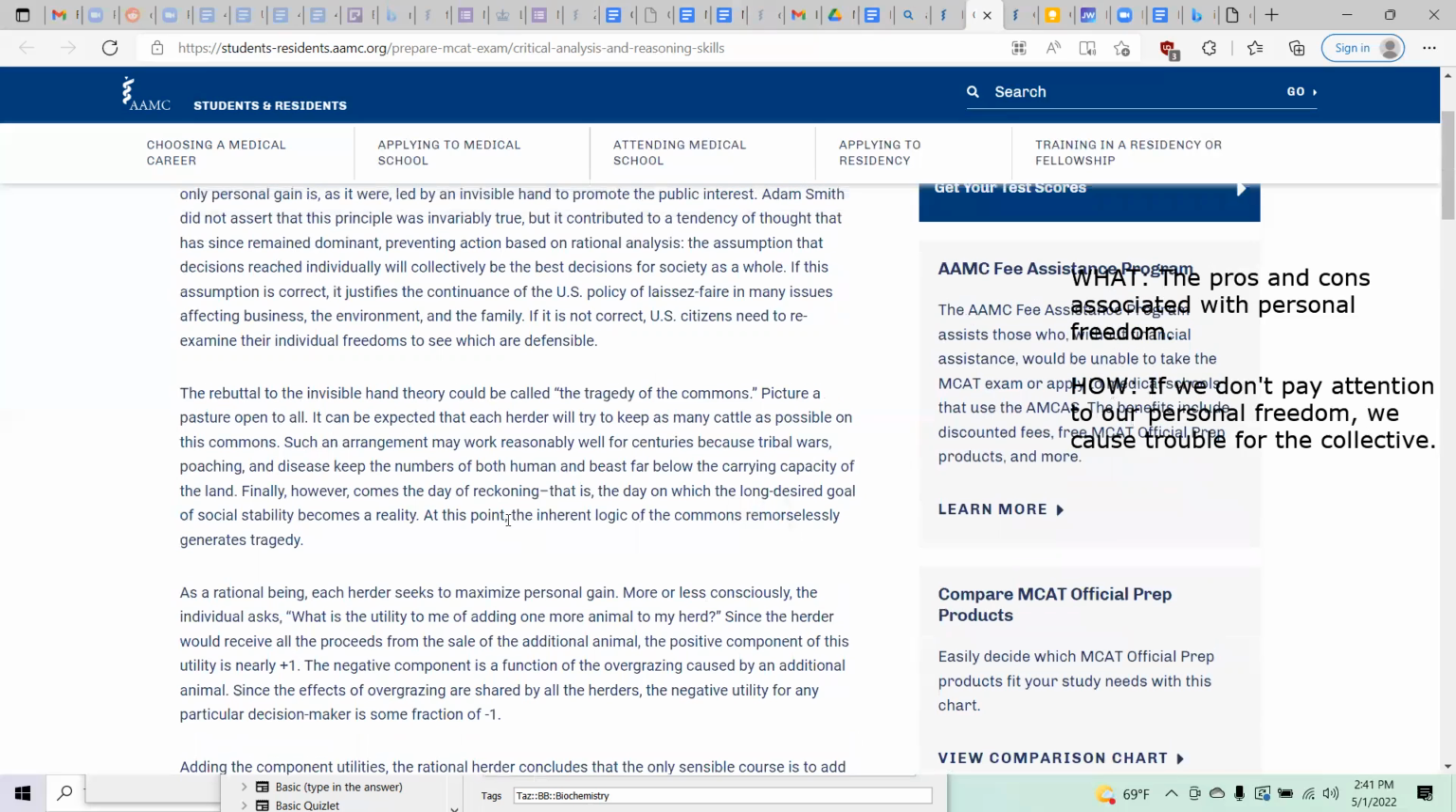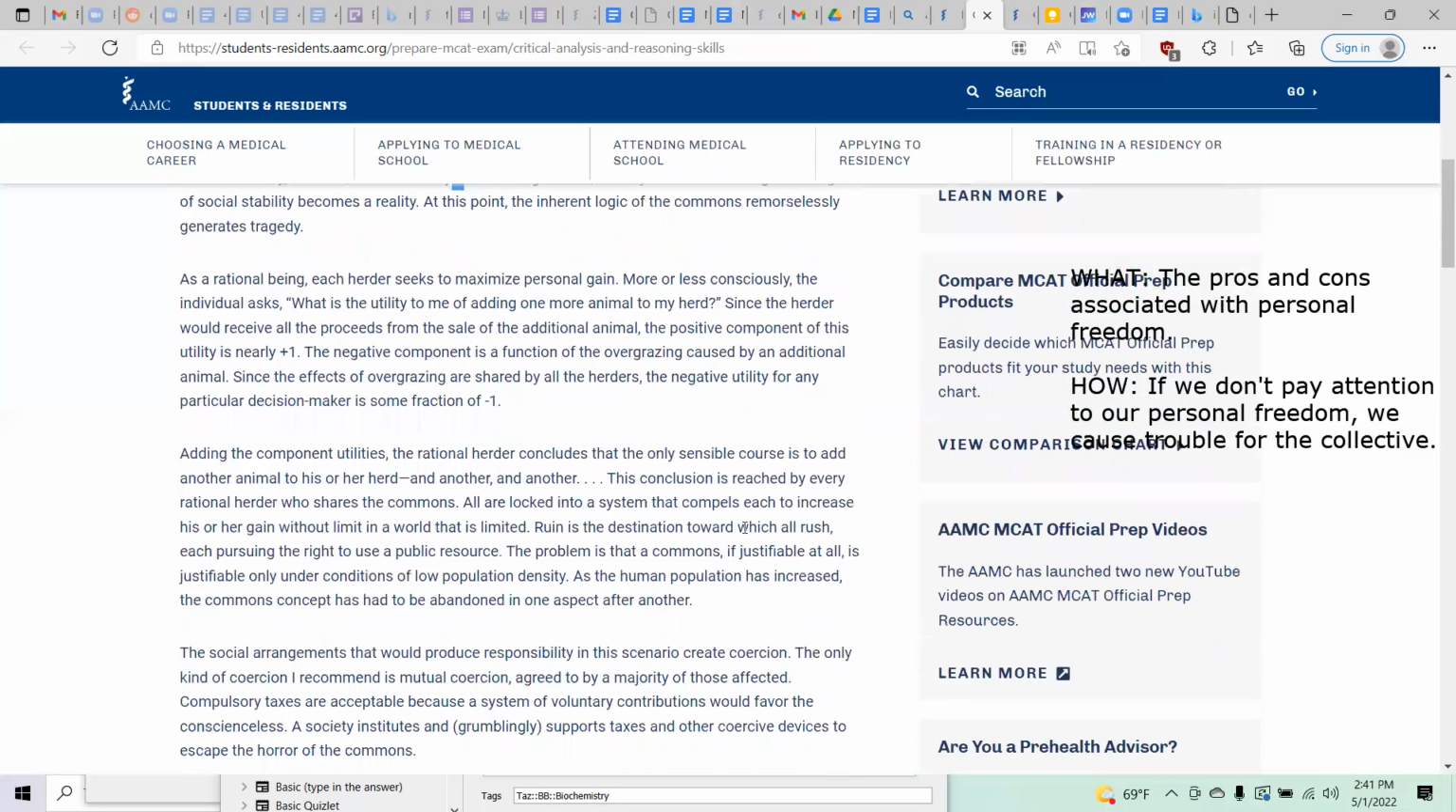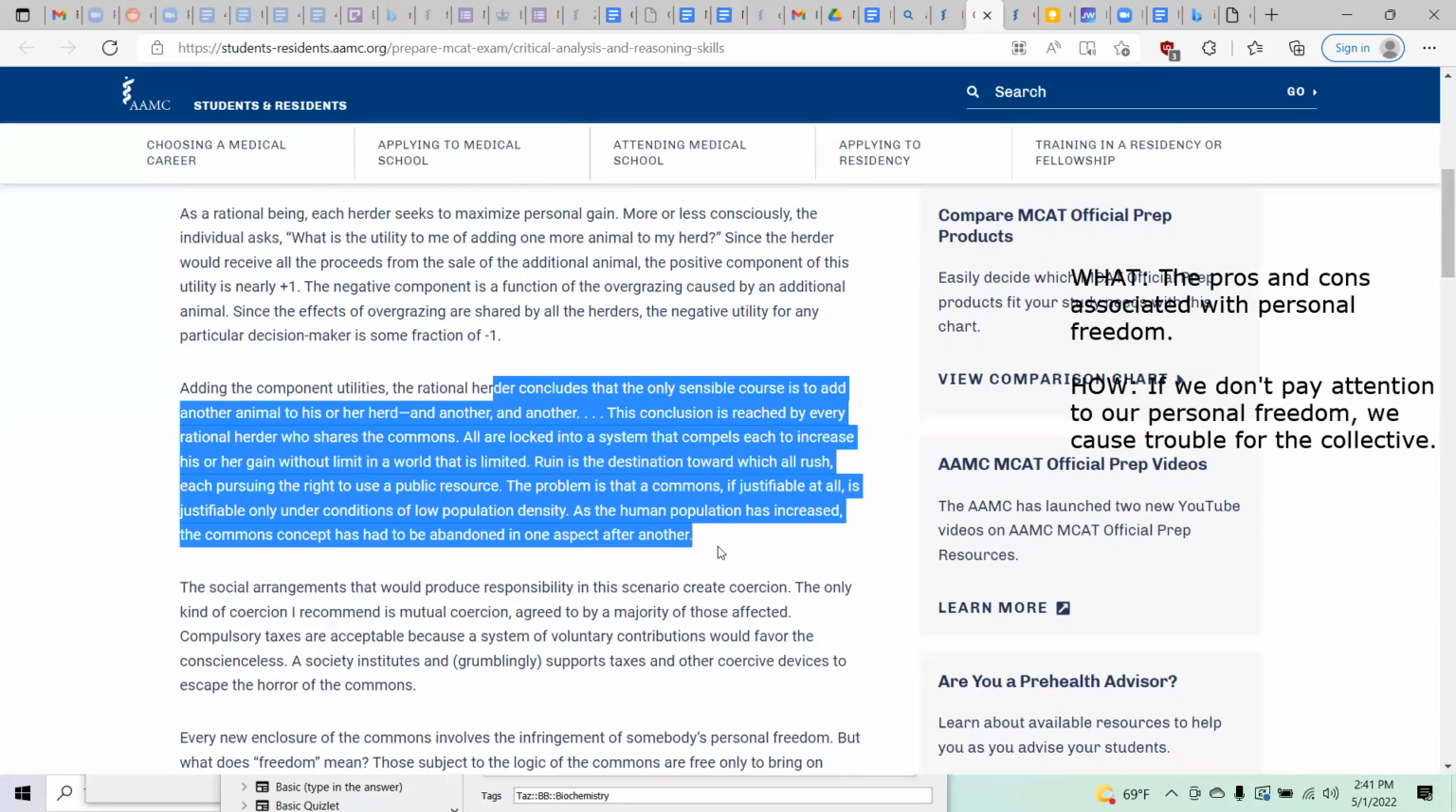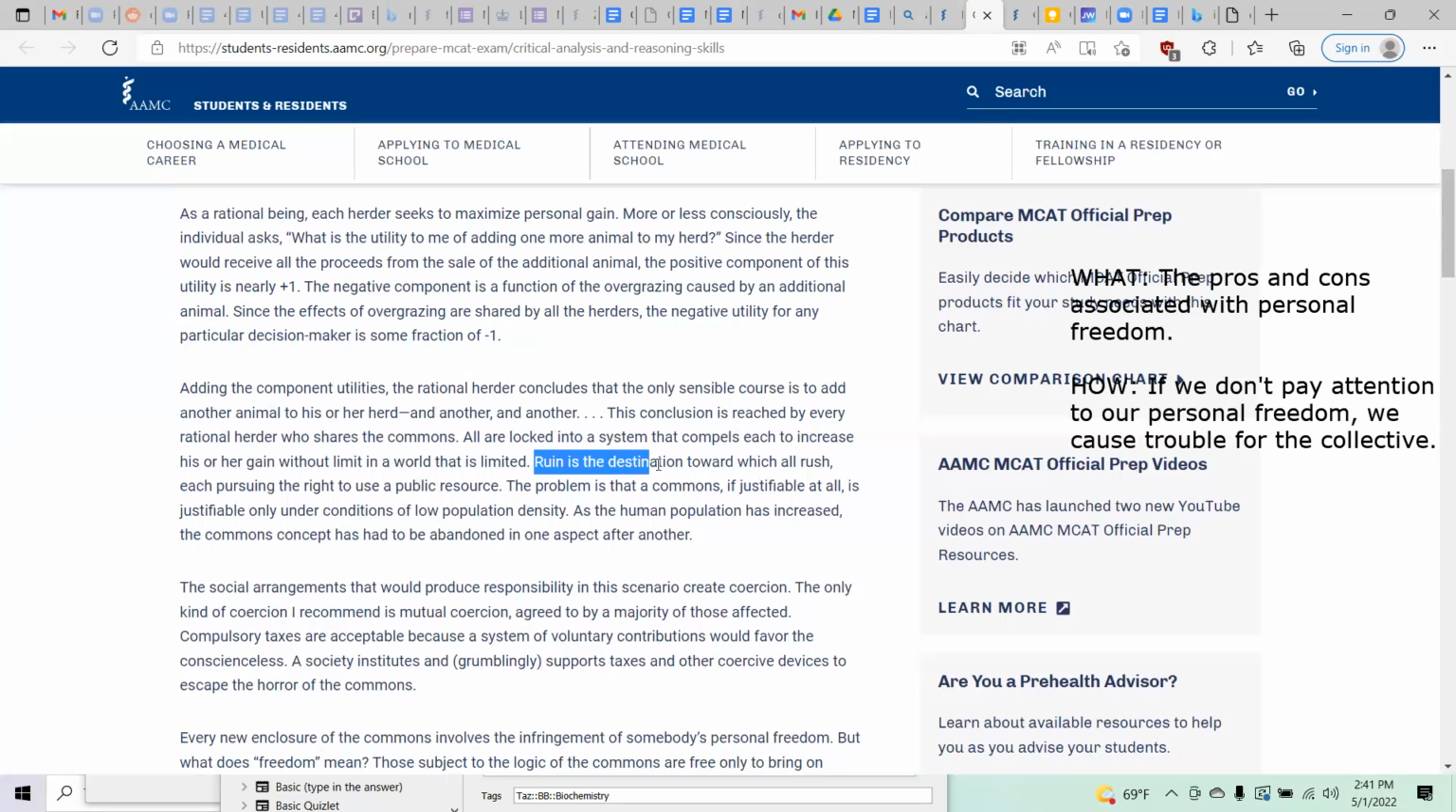We already highlighted, I wish I could highlight here, but remember we had highlighted day of reckoning and remorselessly, right? So what here is similarly negative, so that we understand how he's feeling about this? He says ruin is the destination towards which all rush. Excellent. And following that, he says the problem is that. Yes, good. So ruin is the destination. He's saying ruin. You're going to be ruined, right? The problem is that it commons, if justifiable at all.